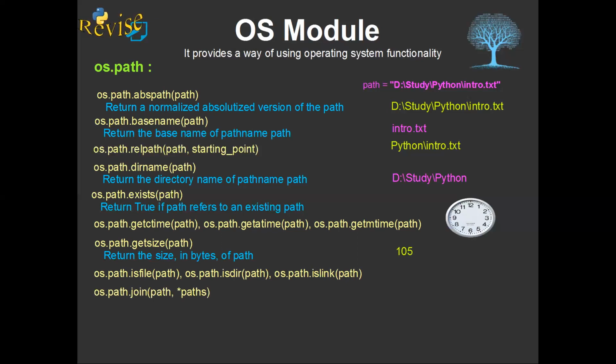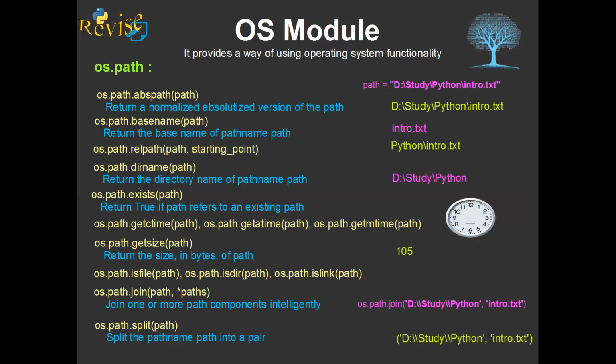os.path.join, I suggest you prefer to use this when you are joining two paths, because let's say you have a directory and you have a file. Use os.path.join, because there will always be an issue of front slash or back slash, depending on which operating system you are using, Windows or Linux. So Python takes care of itself if you use os.path.join. This is how you join both the paths, and os.path.split will help you split the path into directory and file separately.